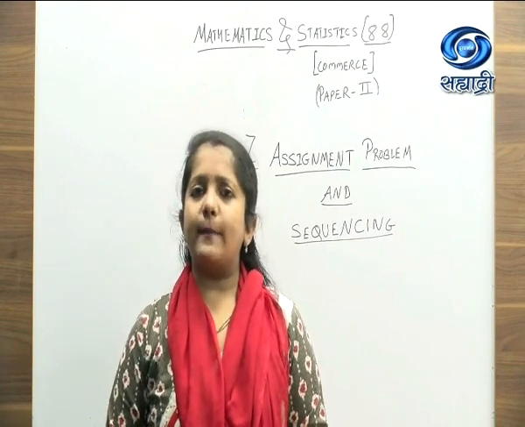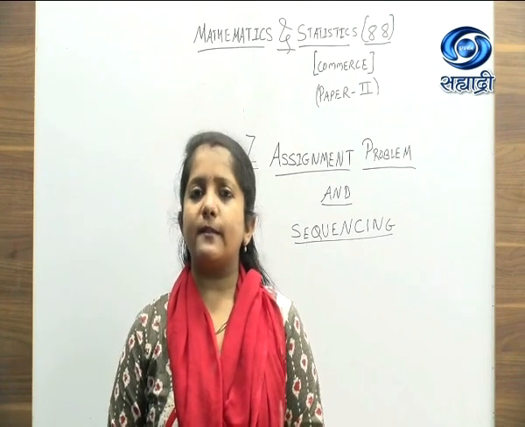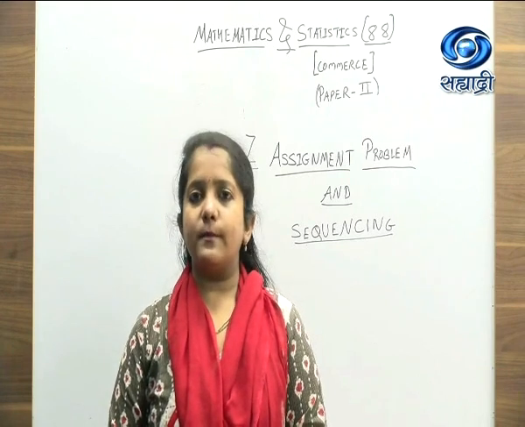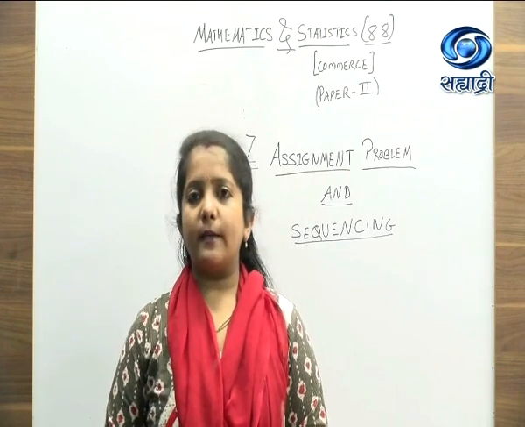And the last one is unbalanced. So if any row or column is missing, that is if the matrix is not a square matrix, then add a dummy row or column whichever is missing and then continue by the Hungarian method.